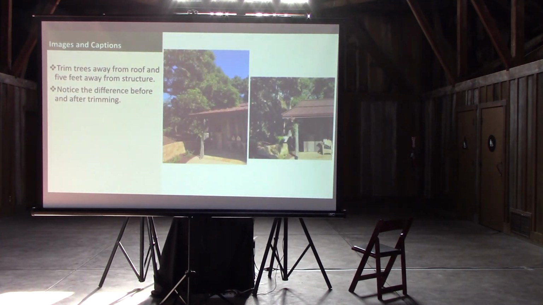Here's a property where before, the limbs were over the roof, and you can see they did some good tree work and trimmed those back. Still got a nice tree there, but just some before and after images of some of the work right next to the house.